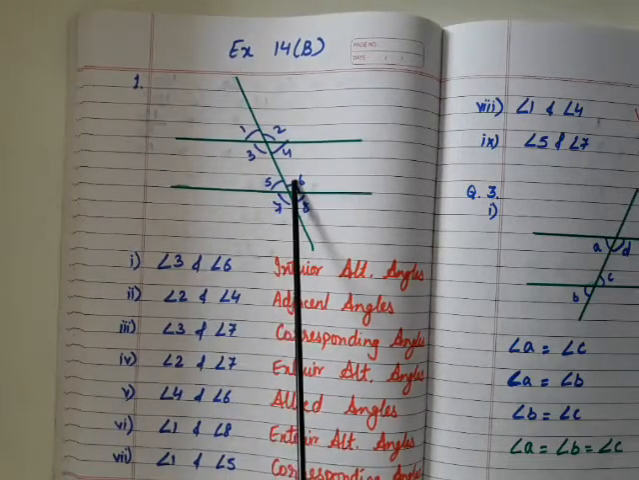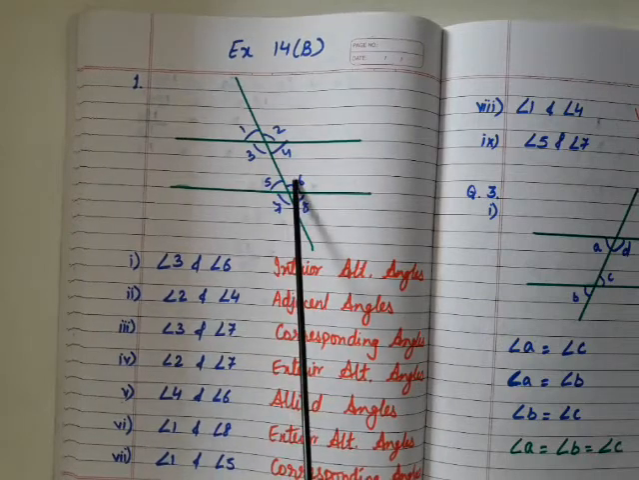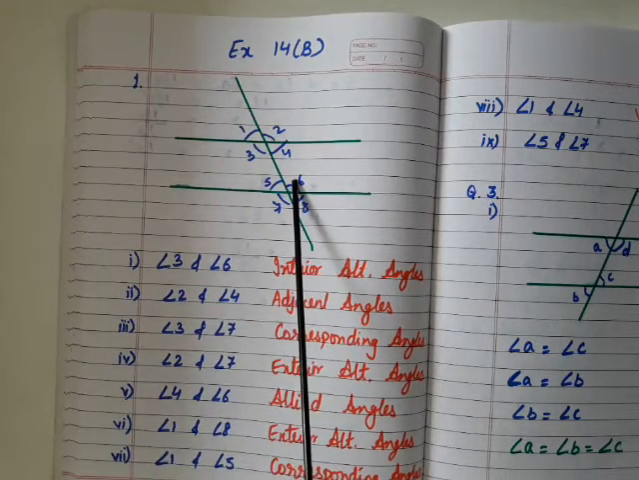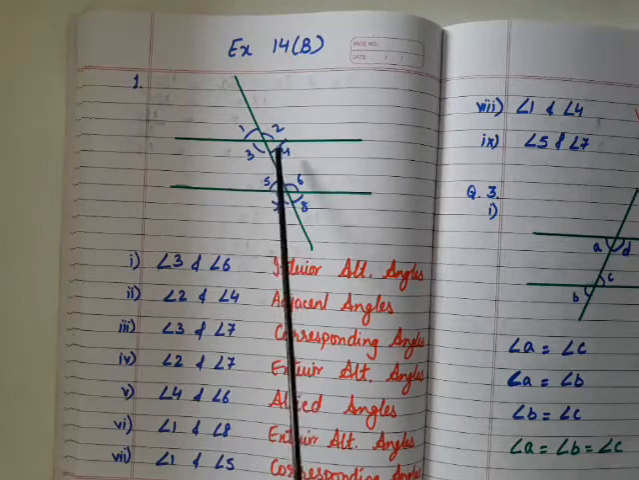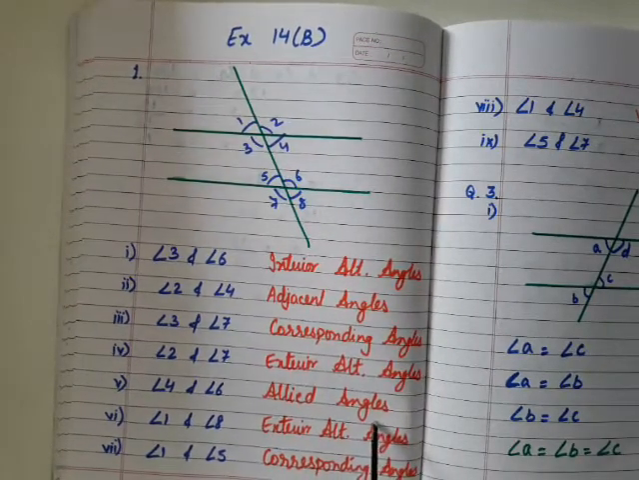Next, 4 and 6. Again, they are the interior angles towards the same side of the transversal. So the name of this type of angle is allied angles or co-interior angles. So either you can write allied angles or you can write co-interior angles.